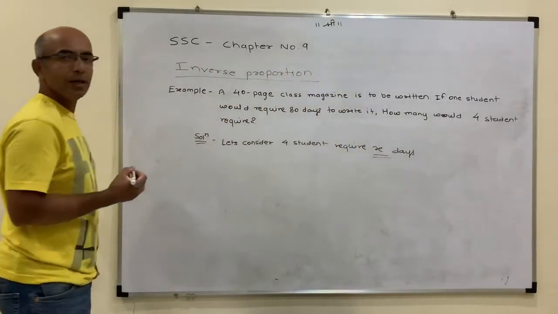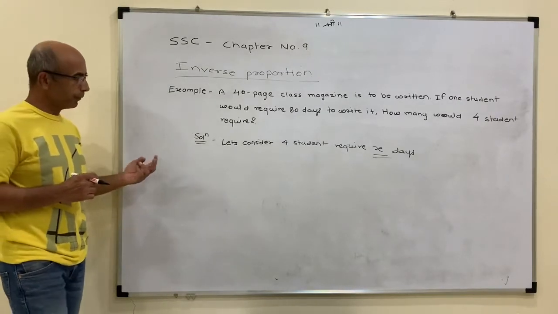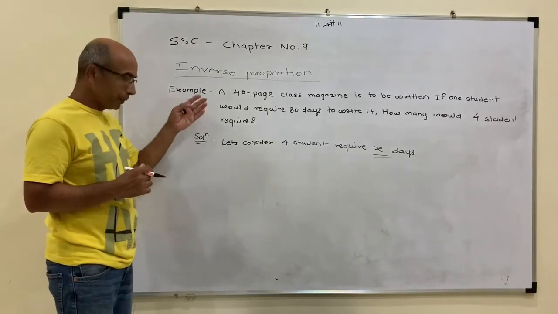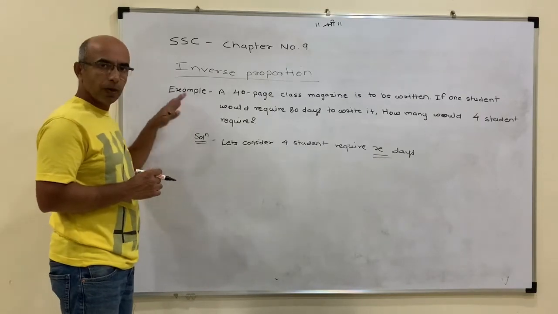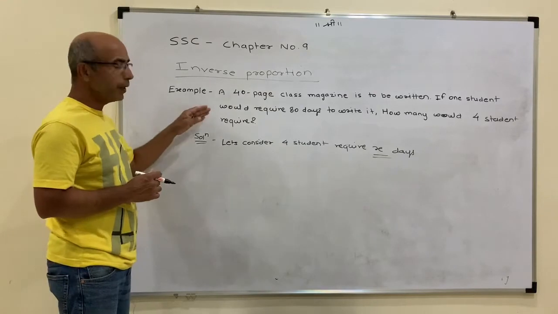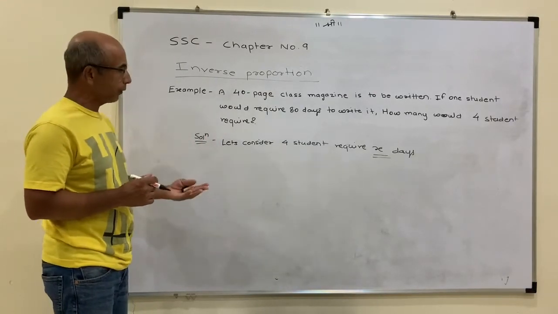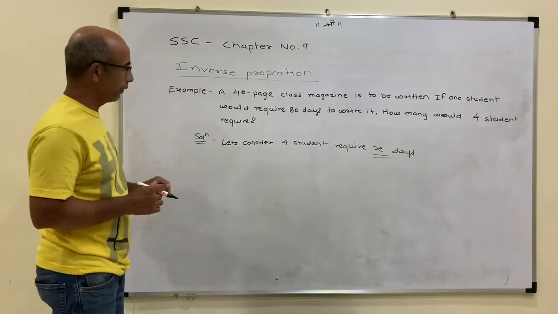So 4 students require x days. Now, as I mentioned before, this kind of word problem we solve in 2 stages. The first stage is when we build the equation, and the second stage is when we solve the equation. So now let's build the equation.